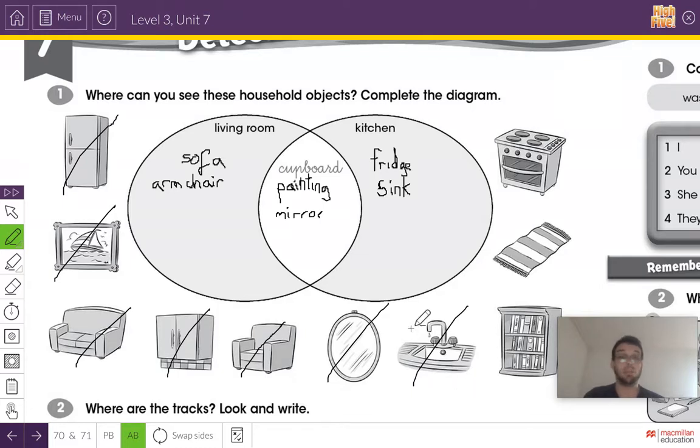And, okay, so 3 more. All right, so what was this? This one's easy. That is a bookcase. Bookcase, that's right. And where do we keep our books? Not in the kitchen. We keep them in the living room. So let's write it here.